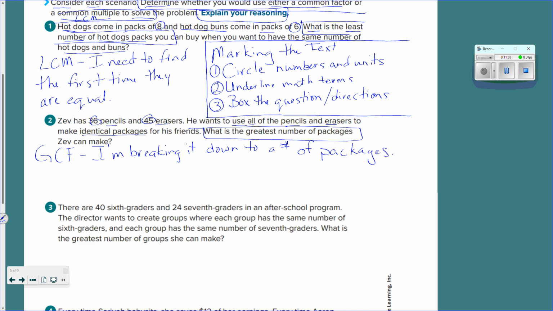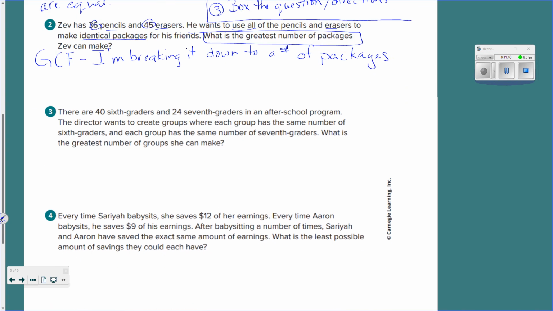Okay. Number 3. There are 40 sixth graders and 24 seventh graders in after-school programs. Becker wants to create groups where each group has the same number of sixth graders and each group has the same number of seventh graders. What is the greatest number of groups she can make? What do you say, GCF? GCF, because it's breaking into groups.